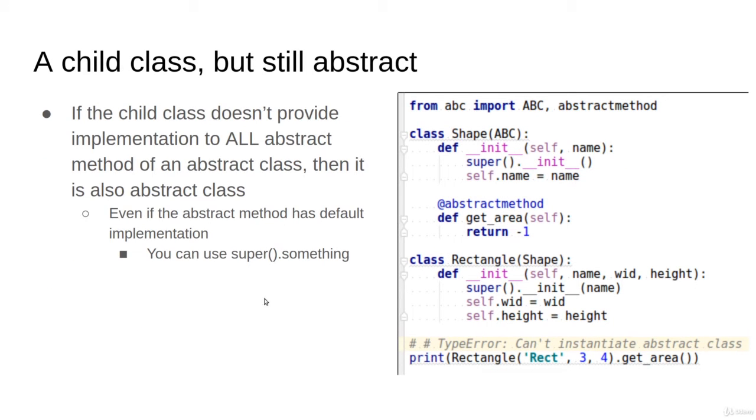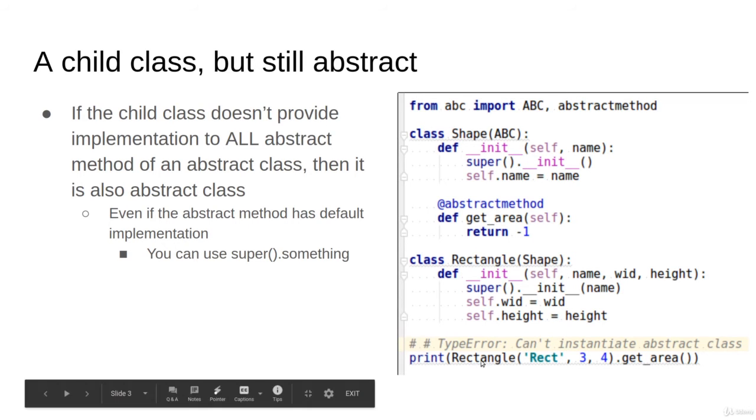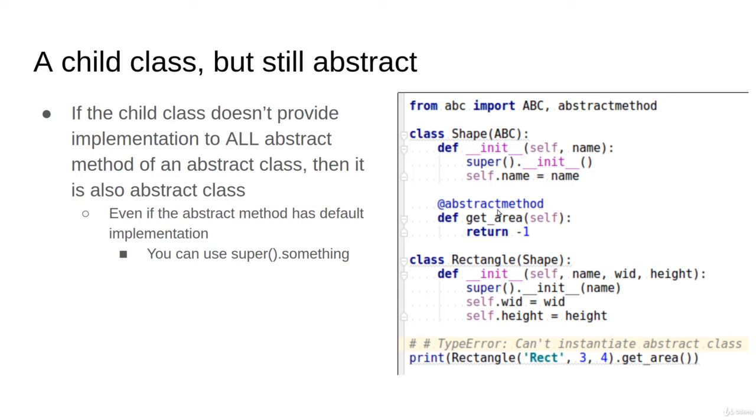Now, what if we have a child class from the abstract class, but this child class didn't implement the missing abstract method? Then this child class here again is an abstract class. The class is ready to be used when all of its methods are actually implemented. So this getArea method here is marked as abstract. There must be a class which is going to provide it.